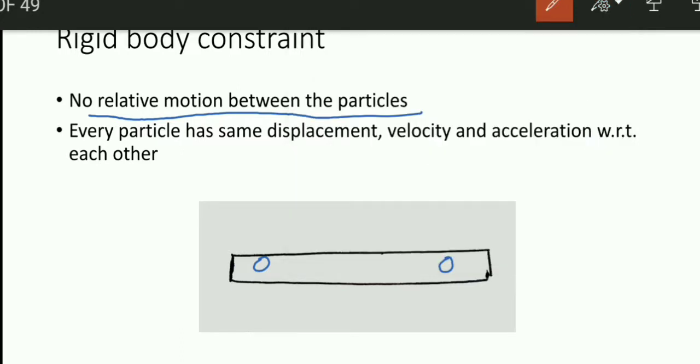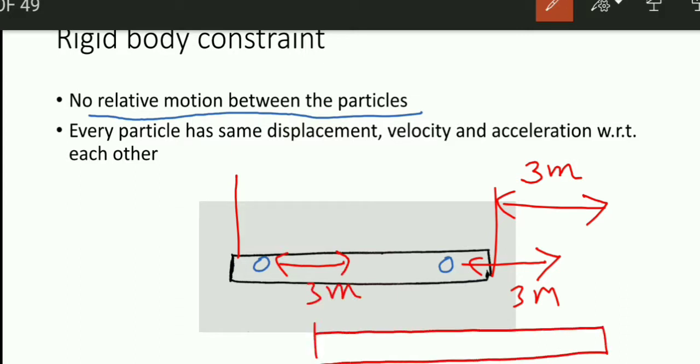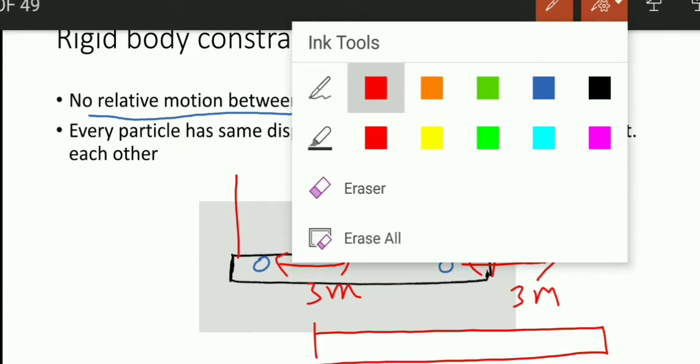Suppose I displace the full rod, this rod or this object, by a distance of 3 meters. So definitely this particle will also get displaced by 3 meters. And also this one will get displaced by 3 meters, and definitely the full rod will be displaced by 3 meters. So every particle inside this rod or inside this rigid body will be displaced by 3 meters, the same displacement in every particle.